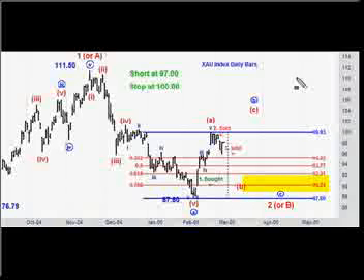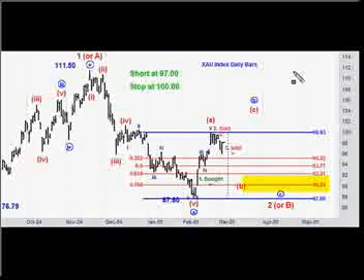So what we will do, based on all of this information, is we will be looking for a target of, we'll round it to an even 90. We'll target 90 for this wave B, and that will give us a potential risk then of 3 points, because our stop is at 100, and potential reward of 7 points, because we are short at 97.